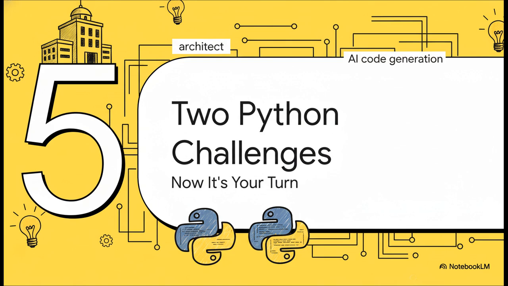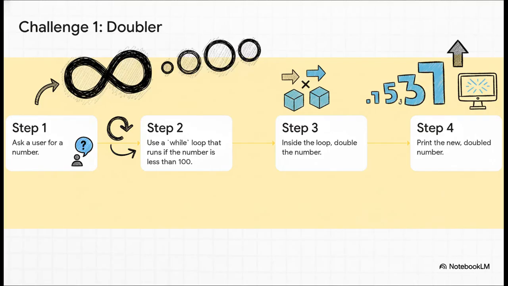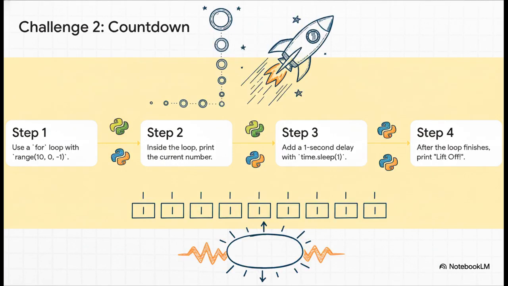I've got 2 Python challenges for you to try, and they use the core logic that we've been talking about today. First up is the number doubler. Your mission, should you choose to accept it, is to get a number from a user, then use a while loop to keep doubling it and printing the result, over and over as long as it stays under 100. And for challenge number 2, something with a little more drama, the spaceship countdown. For this, you're going to use a for loop with a reverse range to count down from 10. For some extra dramatic effect, add a 1-second pause between each number. And then, when it's all done, finish it off with a big lift off.